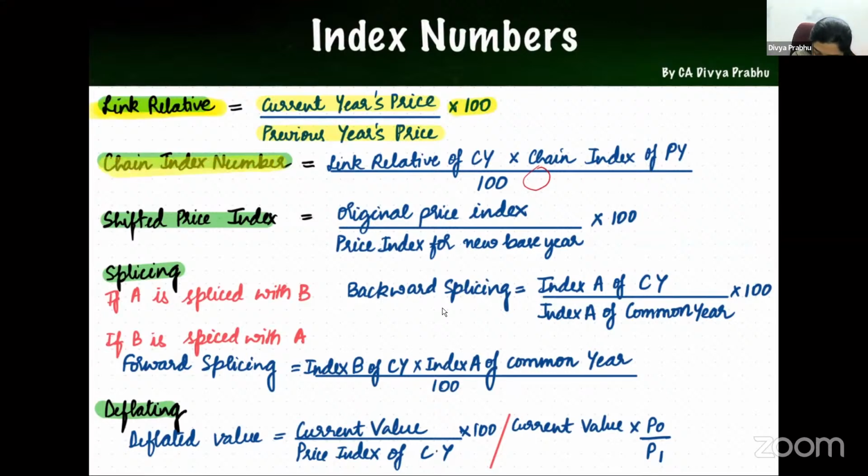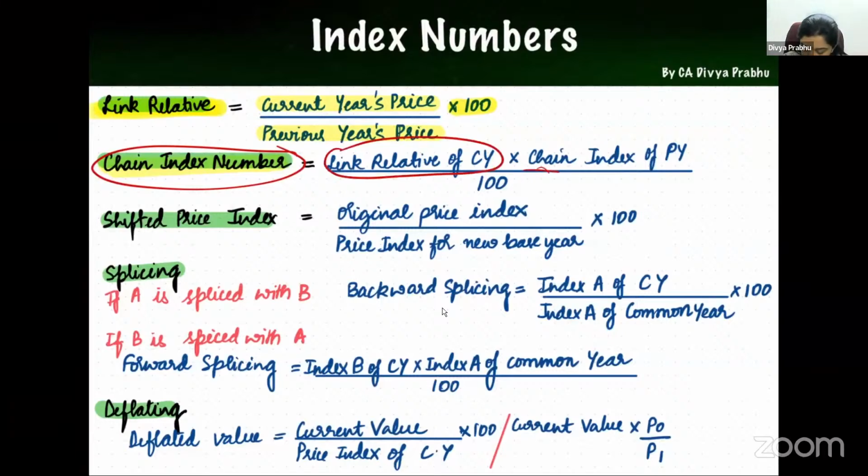Now, this chain index number, understanding this chain index number formula is important. This is one of the important formulas you should understand. Link relative of current year into chain index of previous year divided by 100. Okay. Next, shifted price index. Shifted price index is original price index divided by price index for new base year into 100.